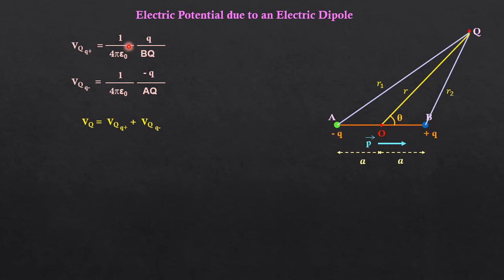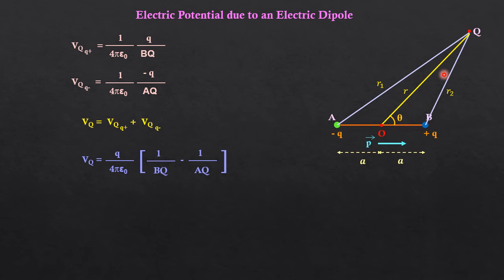So let's substitute the equation. You can see in both the equations 1 by 4 pi epsilon naught is common. Also Q is common. So the remaining term in the first expression is 1 by BQ, in the second expression is minus 1 by AQ. So if you substitute that, you will get VQ is equal to Q divided by 4 pi epsilon naught times 1 by BQ minus 1 by AQ.